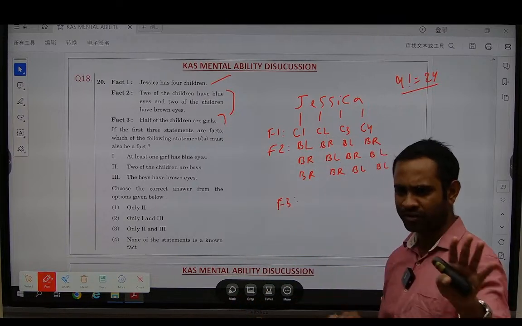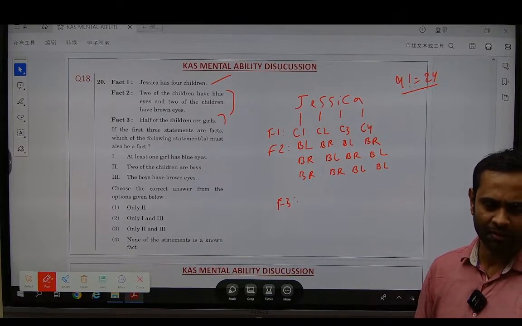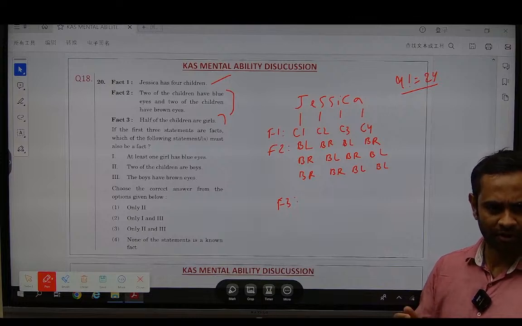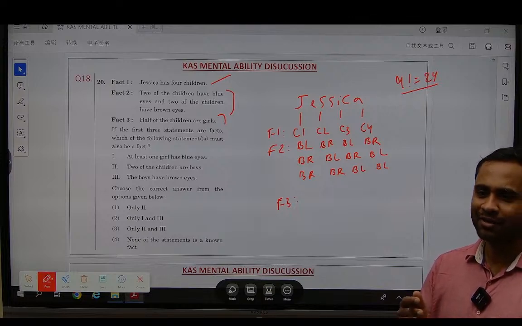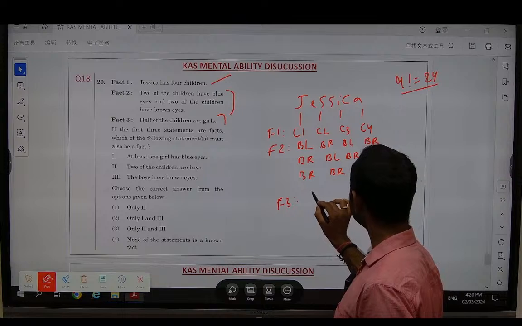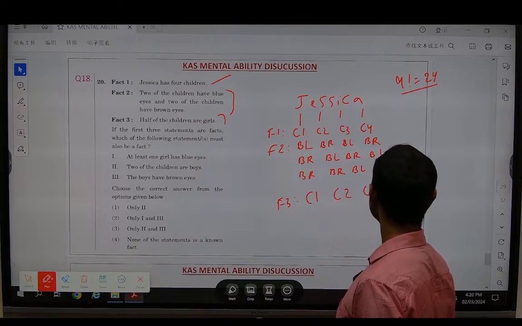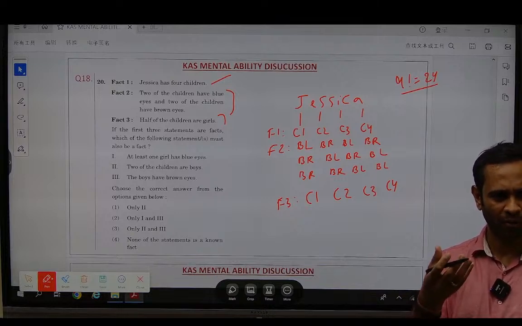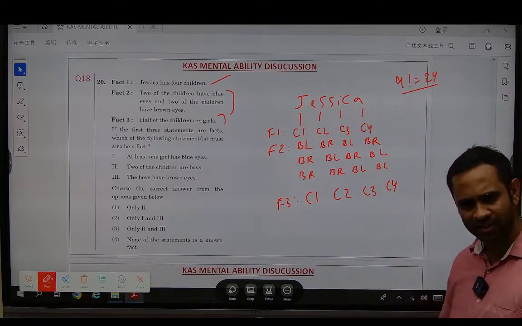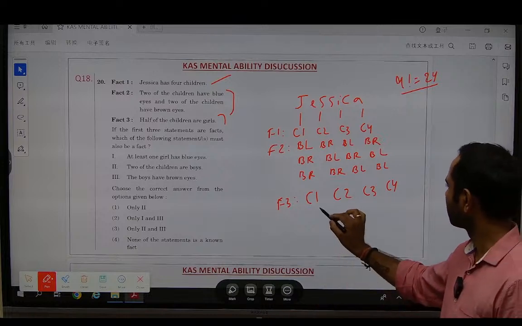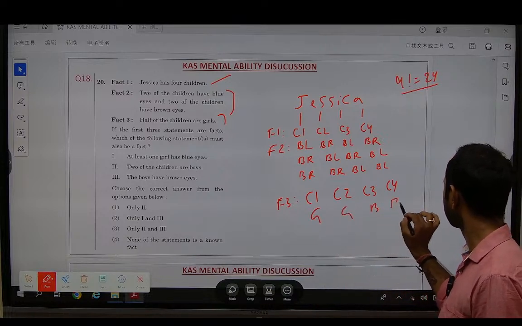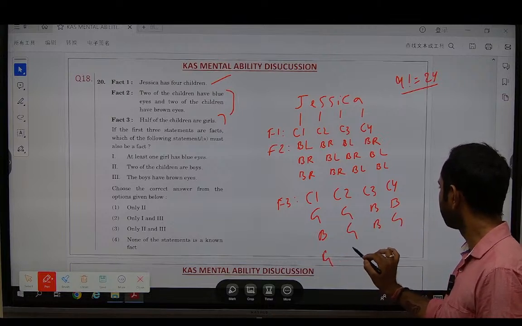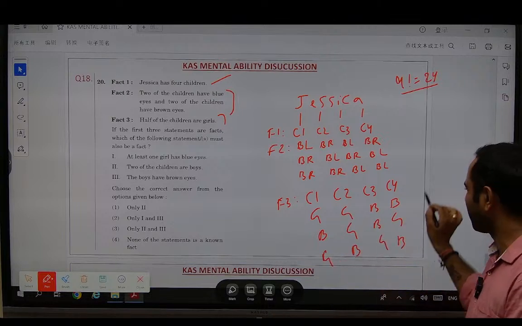Now, half of the children are girls. Total 4 children, half are girls, so 2 are girls, right? But which 2? Again the same 6 combinations will be there. 2 boys, 2 girls, 2 brown eyes, 2 blue eyes, so again 6 combinations: girl, girl, boy, boy; boy, girl, boy, girl; and so on. Keep writing all those things. So these are the facts.